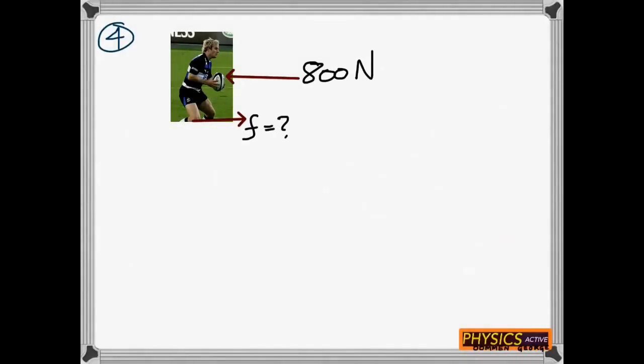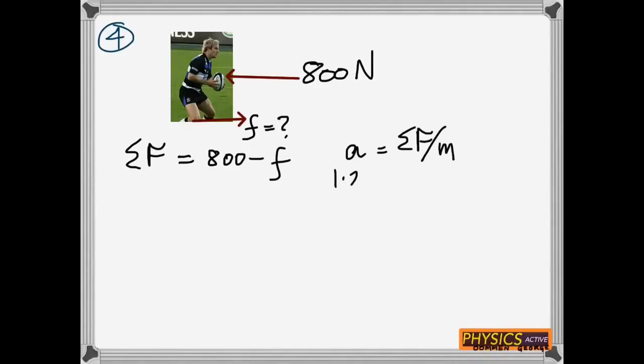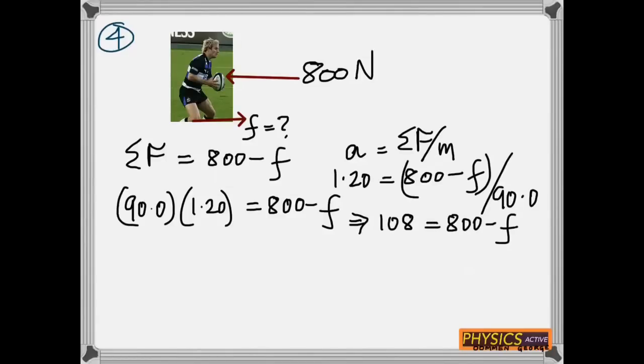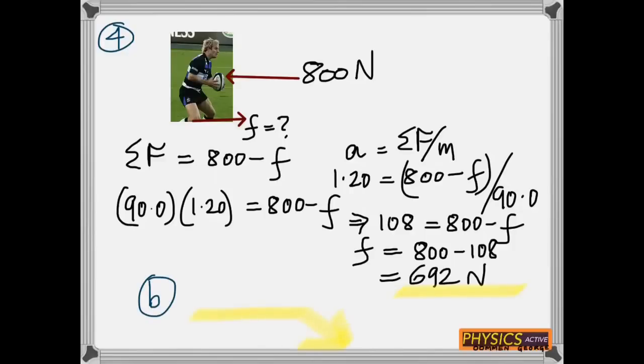The force is here, 800 Newton applied on this person, and friction in the opposite. So net force is 800 minus friction. Cross multiply and solve for friction. This product is 108, that is what you get here. Switch sides, and the friction is 692 newtons.